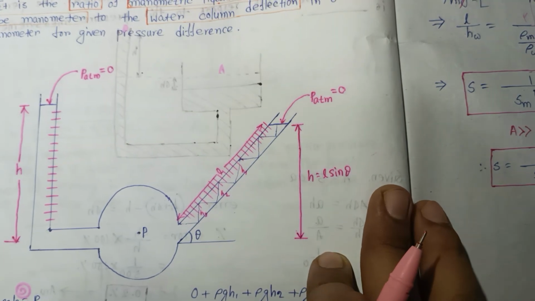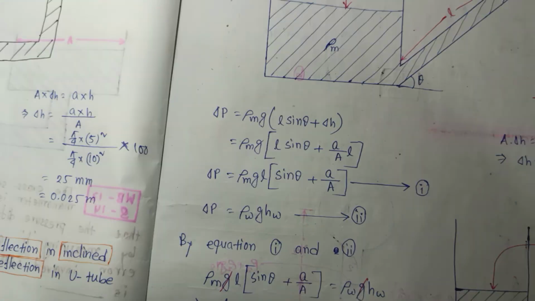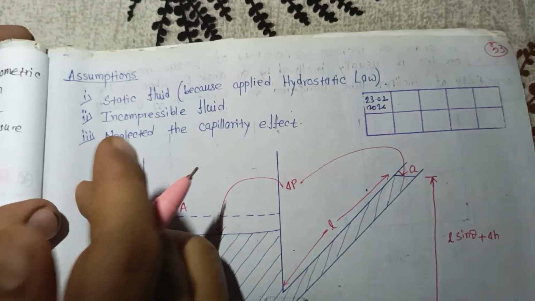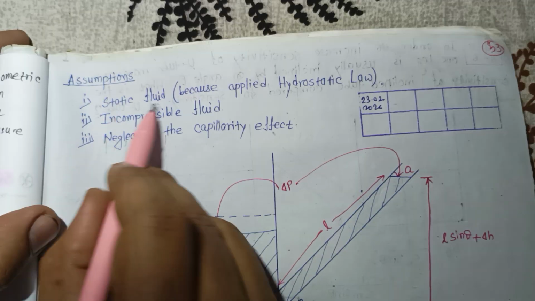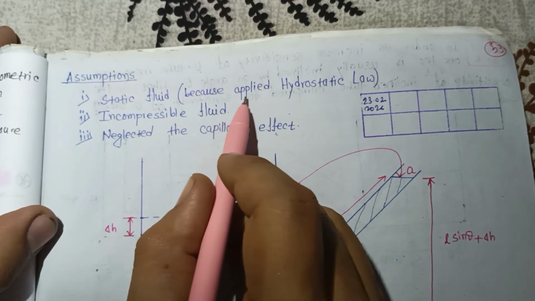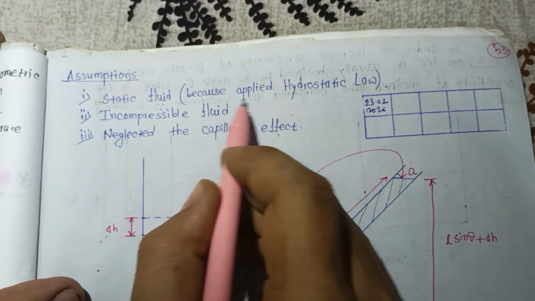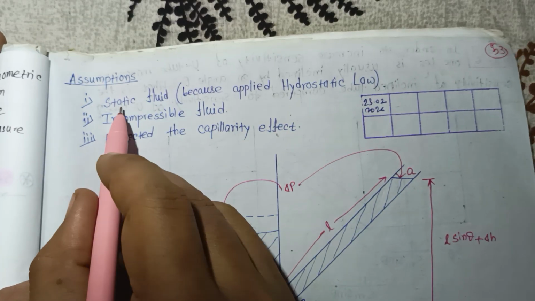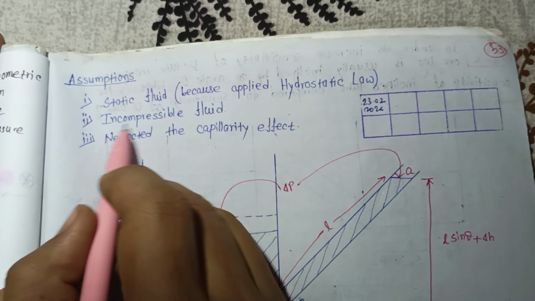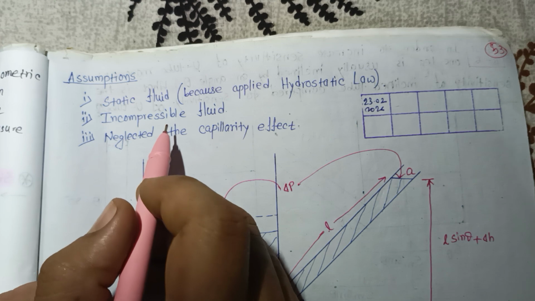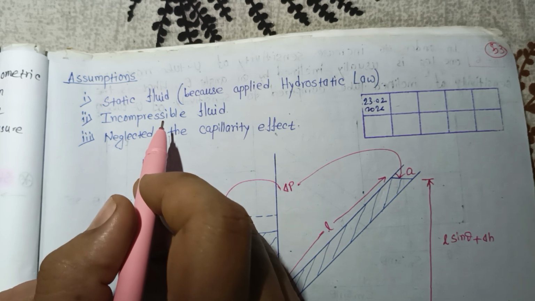So let's try to calculate the sensitivity of the manometer. To calculate that, we have some assumptions. First, there is a static fluid, because we apply the hydrostatic law, so the fluid must be static. Second, incompressible fluid, that is, the density does not change.